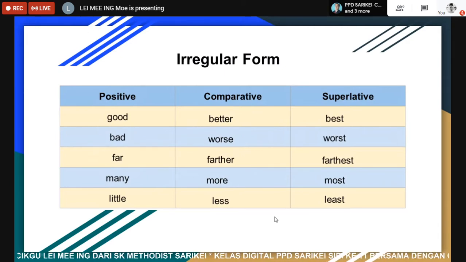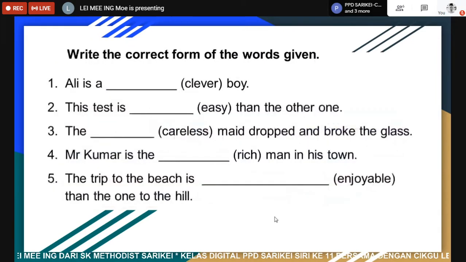Now, what do we have? Now we have another exercise here. You need to write the correct form of the words given. So here I mix up the answers. We have the answers for positive adjective, comparative, and superlative here. So you really need to read the question, the sentence properly, before you type down your answer. I will go through the questions one by one, and you type down your answer in the comment here. Is it all right for you? Can we start?